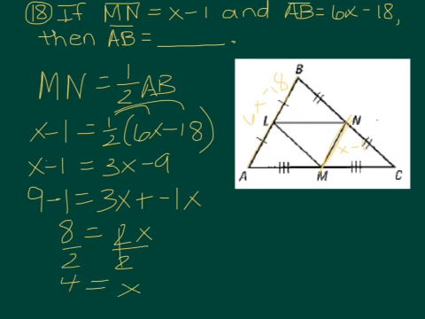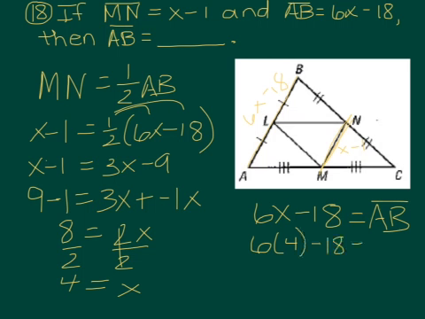That's not the answer to the question, though, because they want to find the length of AB. I know AB is represented by the expression 6x minus 18. So I'm going to substitute 4 in place of x. So 6 times 4 minus 18, that will be the length of AB. So 6 times 4 is 24, and 24 minus 18 is 6. So the length of AB is 6.